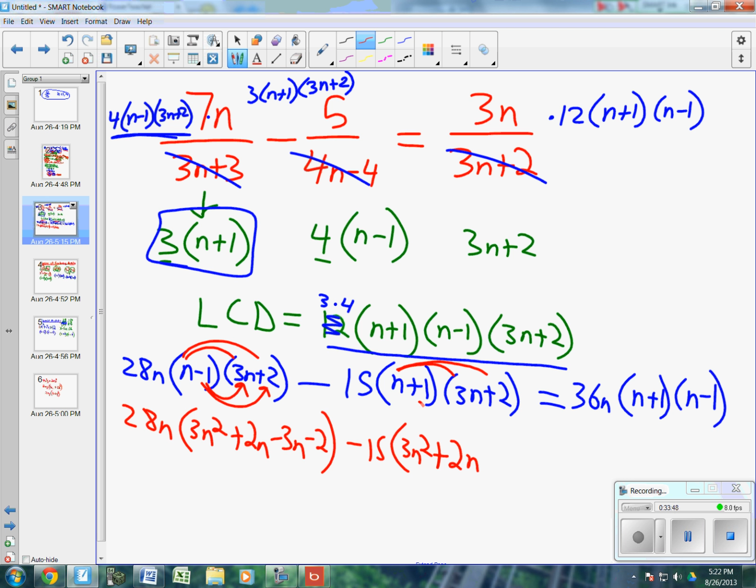And then 1 times 3n is 3n. And 1 times 2 is 2. And I have, over here, 36n times n squared minus 1. I know that that's a difference of two squares, n plus 1 and n minus 1, so it's going to make n squared minus 1. Okay, then I distribute the, well, these two terms right here add up to negative n, so we just know that's negative n.